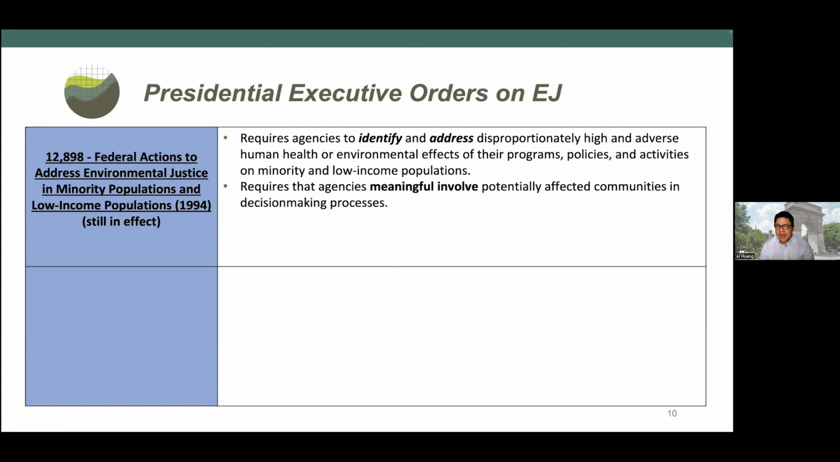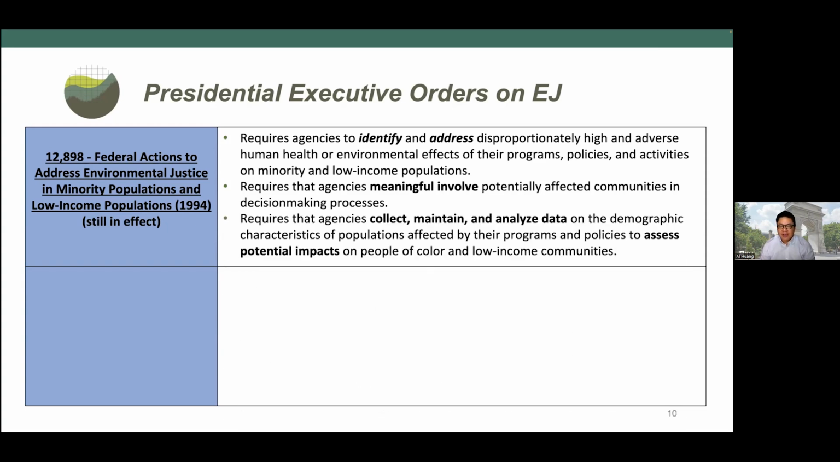It also required that agencies meaningfully involve potentially affected communities in decision-making processes. And that's where you get a lot of the procedural pieces of environmental justice requirements at the federal government. And finally, it required that agencies collect, maintain, and analyze data on the demographic characteristics of populations affected by their programs and policies to assess what the impacts are on people of color and low-income communities. It's from this last one that you get a lot of the tools that we're going to talk about a bit later, for how to identify EJ communities, that the federal government has created.